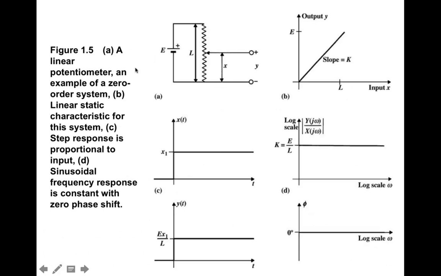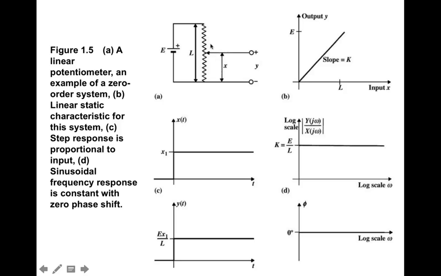So let's look at an example of a zero order system. We discussed earlier the linear potentiometer. It's written about extensively in the textbook in chapter 2. So we'll actually describe a little bit about the linear potentiometer in the next chapter. But it's an example of a zero order system because basically you're looking at an output voltage as a function of input voltage. And so the linear potentiometer is just nothing more than a voltage divider. And the voltage output is dependent on the position of the sliding contact.